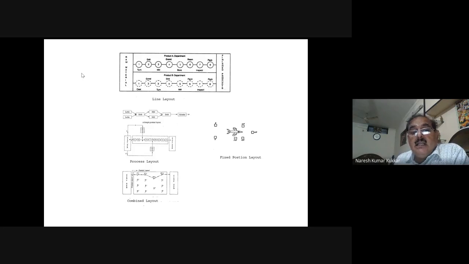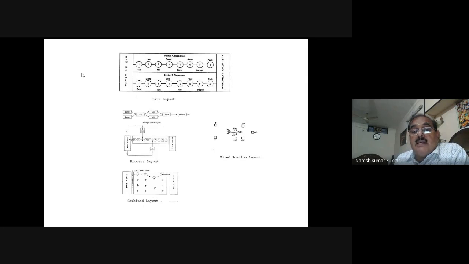First one is line layout. In line layout, there is a single operation. From 1 to 2 to 3: at one point there is turning, at the second there is drilling, then at the third point there is milling, and 4th is grinding, then boring, then reaming, inspection, packing, and finished. Single line operation is called line.